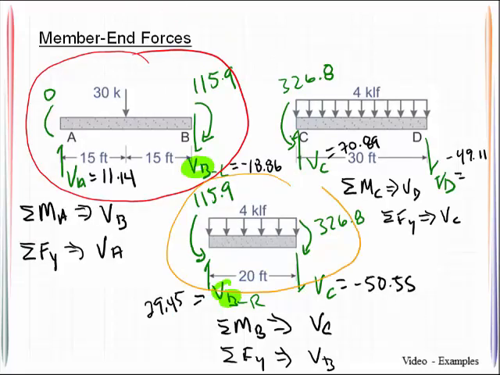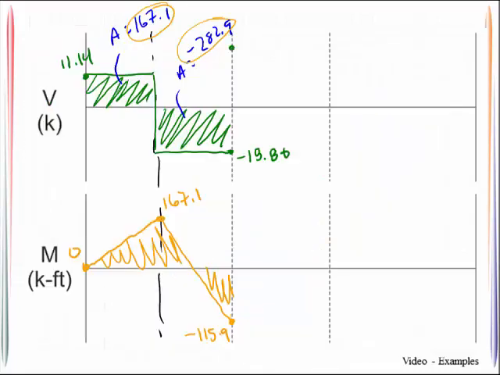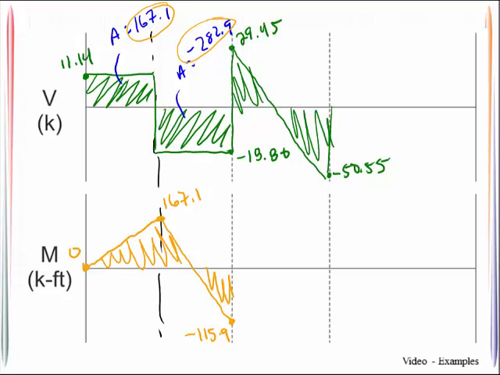Now what I want to do is let's do this one next. 29.45, negative 50.55. Since it's a distributed load, that would be a first order curve. Just trying to get some of these basic dimensions here. This is 7.36. And this dimension here is 12.64.